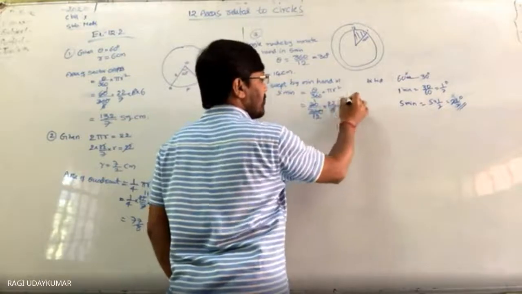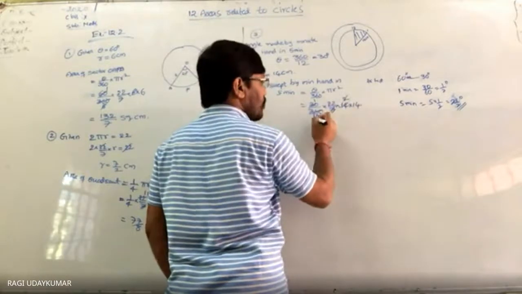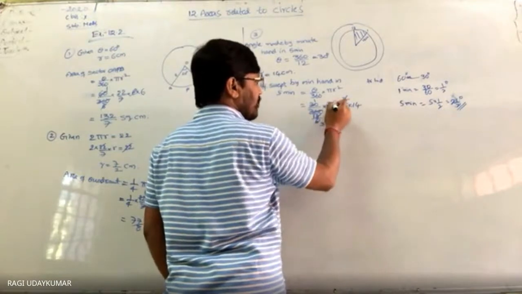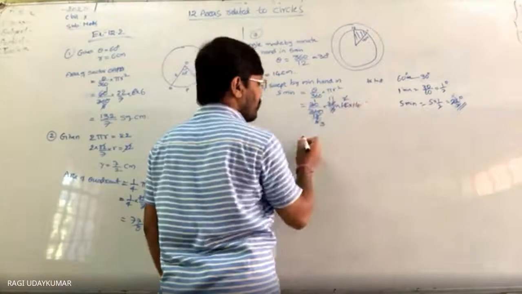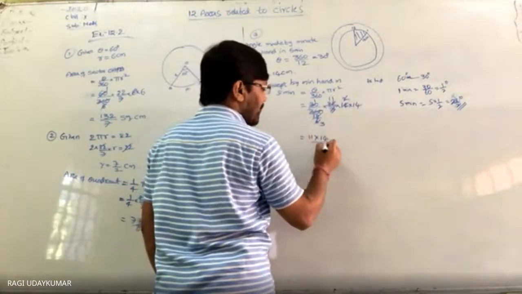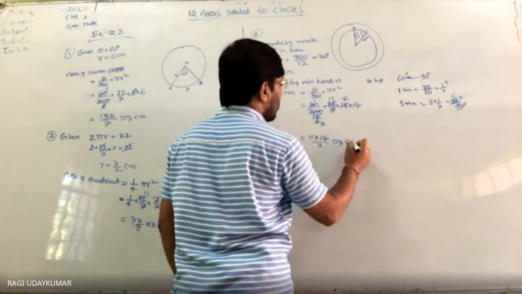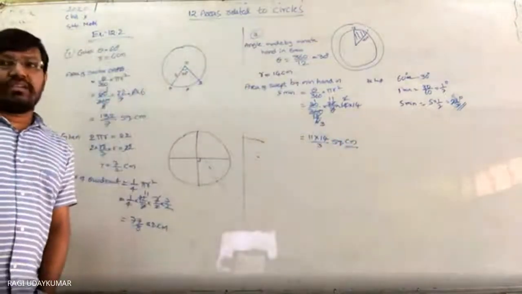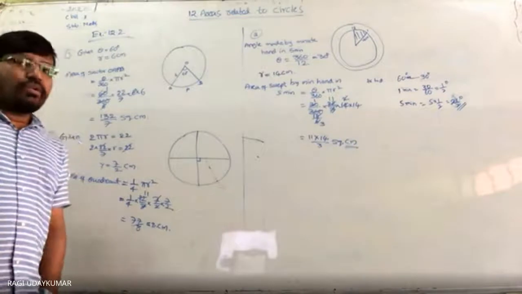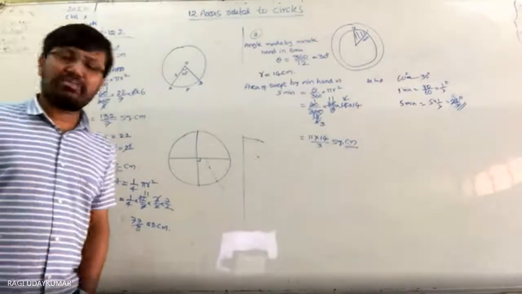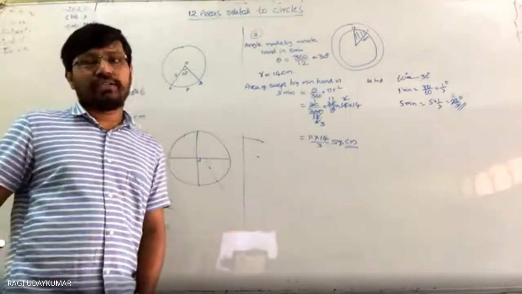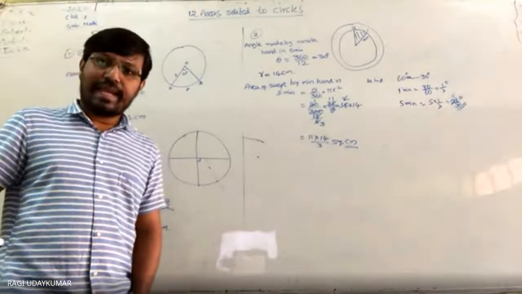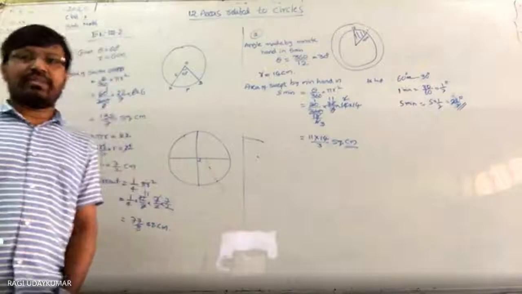7 1 plus 7 2 7. 2 1 2 6 7. 2 3 2 11. 11 into 14 by 3 square centimeters. Simplify this, 11 into 14. The multiplication part I am leaving to you, it is very simple here. You can express it in fractions or you can express it in decimals also.